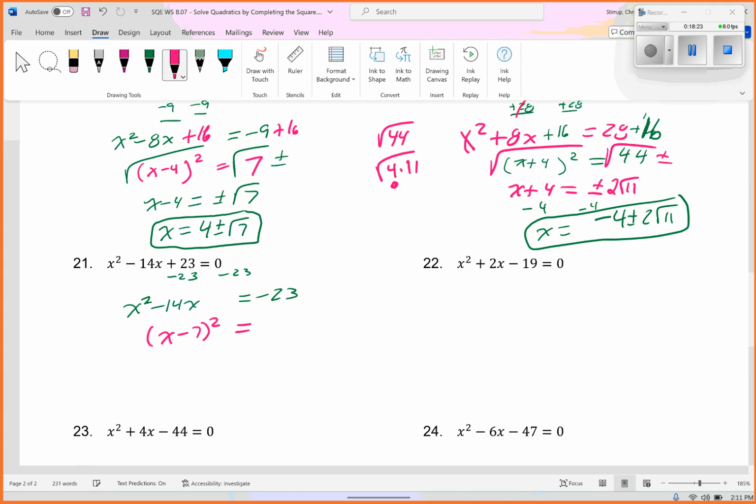Agree? Agree with this one? Does that come out to 49 minus 23? 26, right? Root. Don't forget plus minus. Hey, does root 26 break down to one of those numbers?